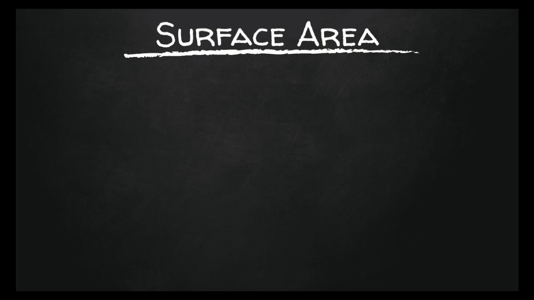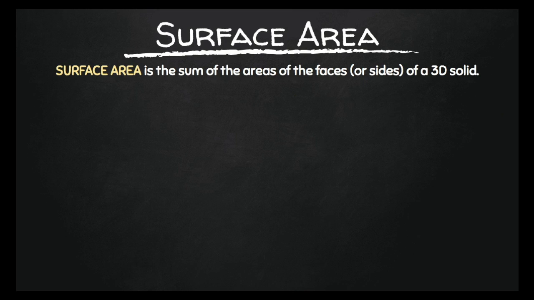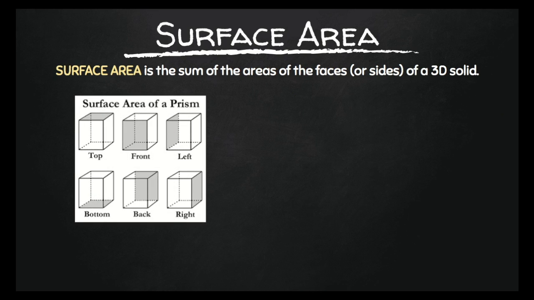All right, so first we're going to start by talking about what surface area is. Surface area is the sum of the areas of the faces, or all the sides, on a 3D solid. Sum means that we're going to add up all of the different areas of the faces, as if we were wrapping a present and wanted to cover the box with wrapping paper, finding the area of all those different sides.